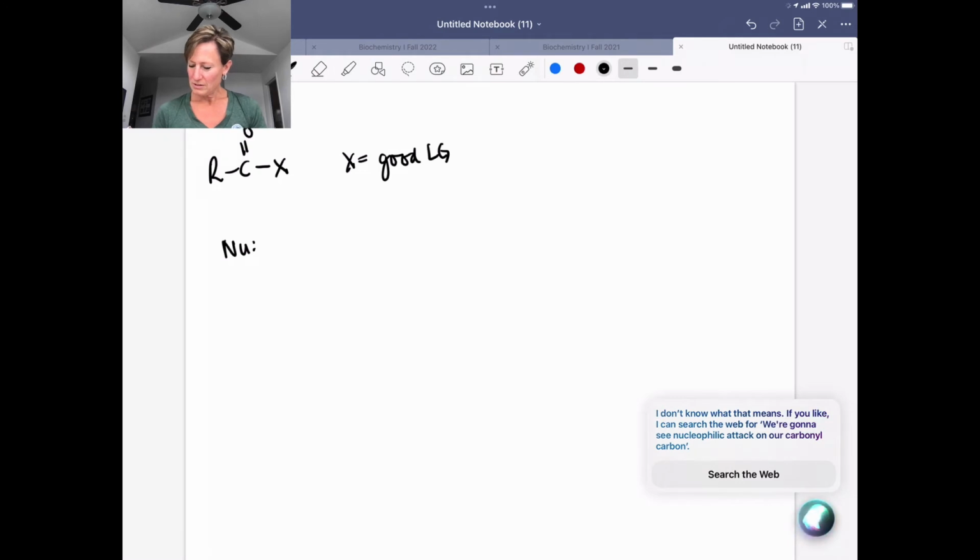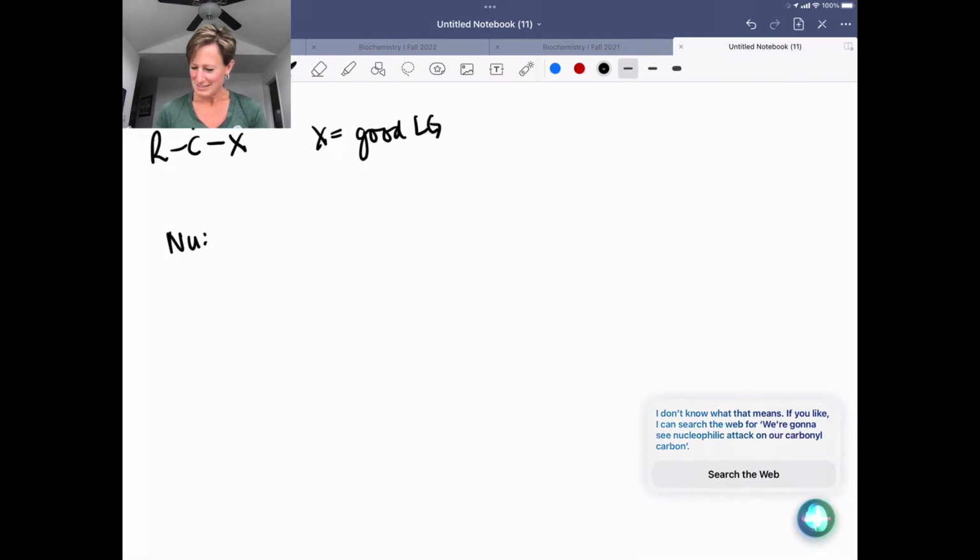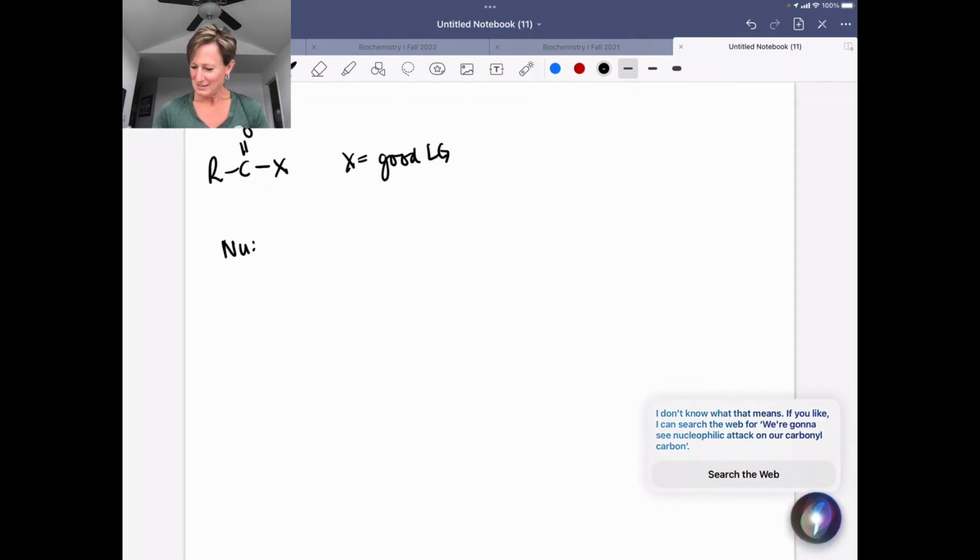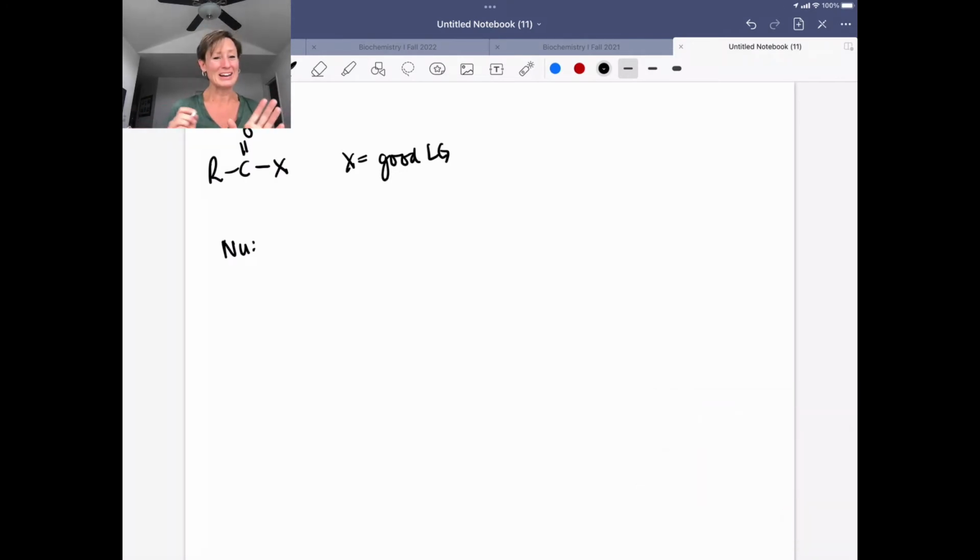No. We're going to see nucleophilic attack on our carbonyl carbon. No, Siri. All right, sorry.